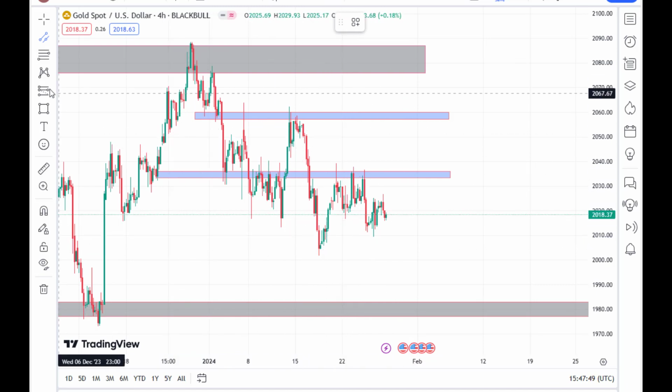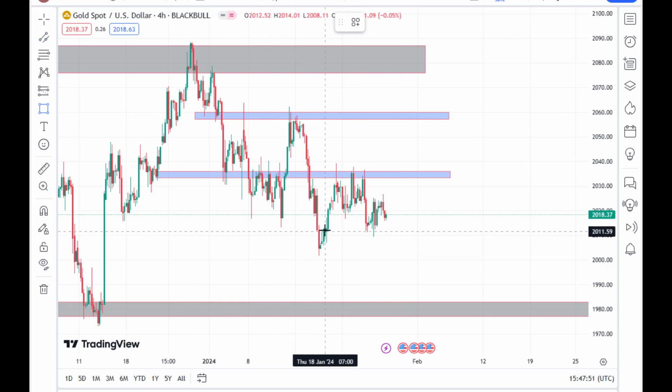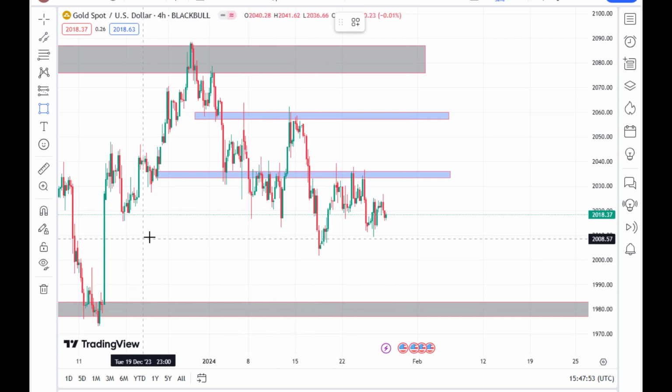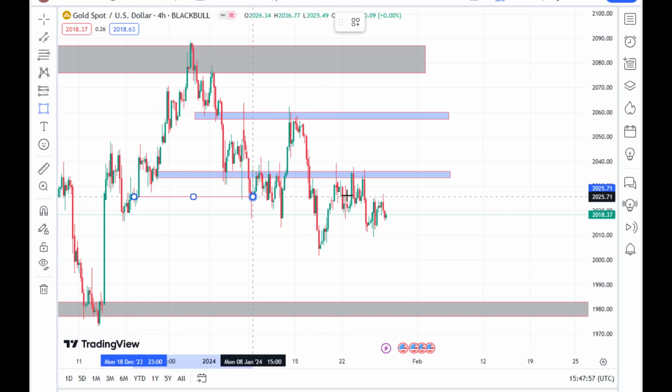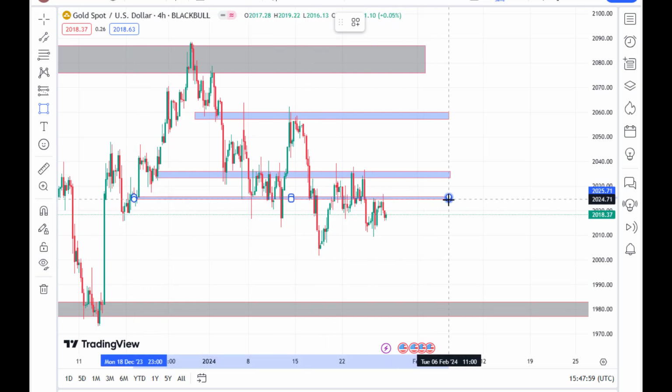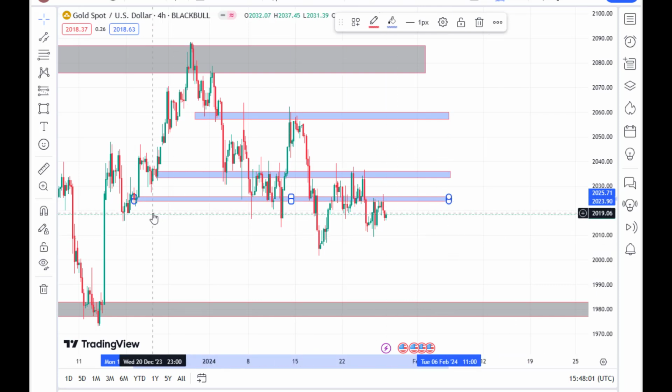After marking out our zones, you can just mark out the zones to ensure that you don't get confused, right? You can just mark it out like that. That's another zone there. You can see price rejected once, twice, thrice. Now it came back and got rejected.